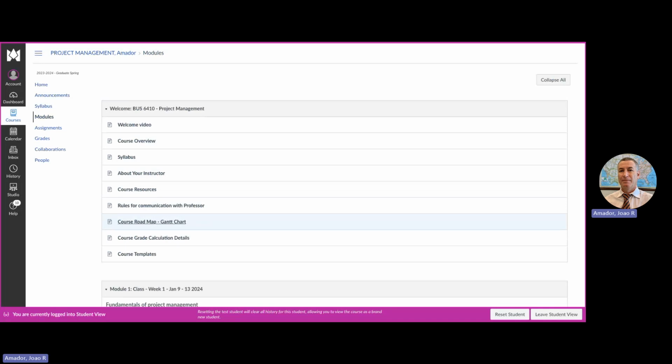I put a Gantt chart for the roadmap of our course for the 7 or 8 weeks. I did this because during the case studies, you will be required to build the Gantt chart for each of the projects. We're going to be talking more about the projects and the case studies later. This is the course grade calculation.